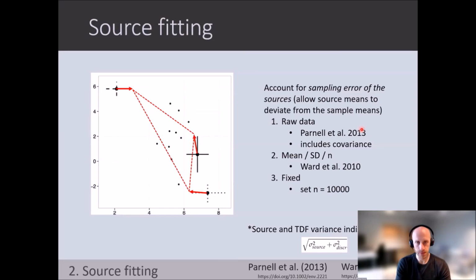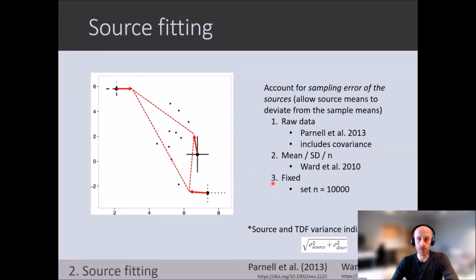When I say source fitting, that is simply taking into account that there's sampling error of the sources. So we don't know the true population mean and variance of the sources. We just have a sample. So we fit a hierarchical model that allows the source means to deviate from the sample means of the data that we have collected. This can be done in a couple ways in MixSIAR. If you have the raw source data, you can find the equations in this Parnell et al. paper from 2013. If you have the raw data, that allows us to include the covariance between, say, carbon and nitrogen isotopes. If you just have the mean and standard deviation and sample size of the source data, then we can still allow the means to wiggle around to maximize the likelihood of the mixture data, but in a way that assumes that the isotopes are independent, because we don't have the raw data that would have the covariance information.